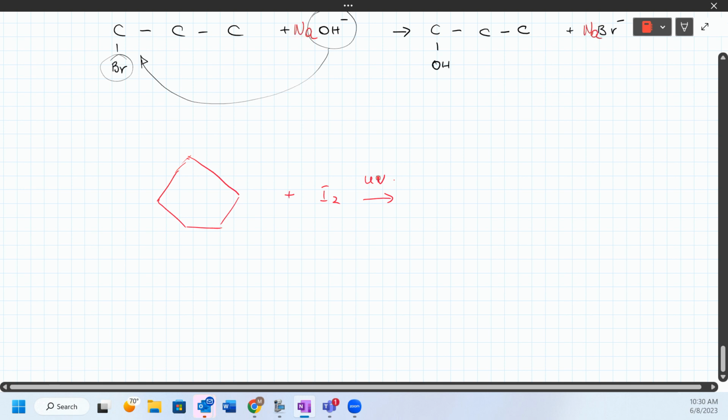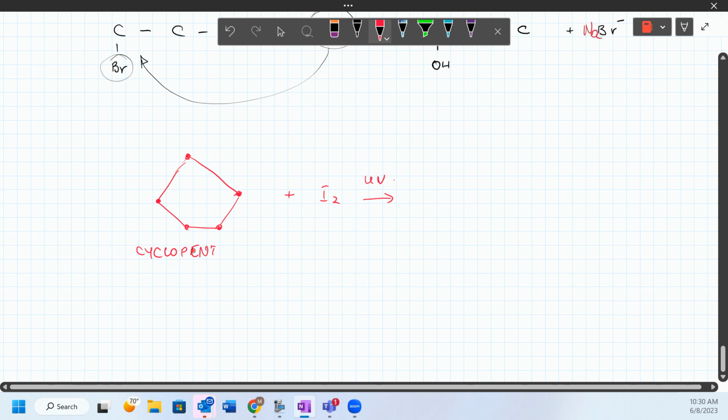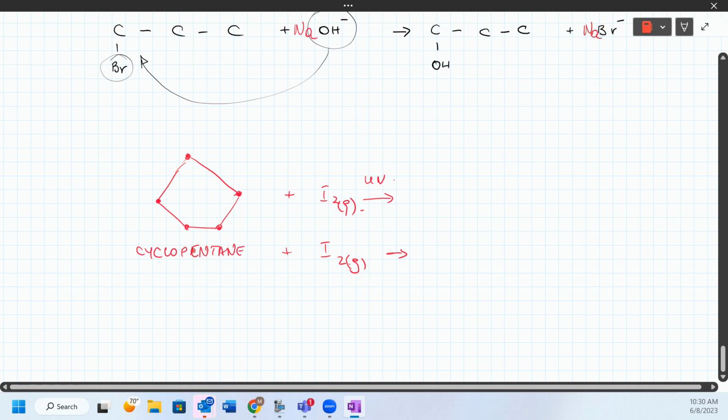And then let's see the mechanism that is happening. Keep in mind that what you have here, those vertices of the cyclopentane. So cyclopentane reacting with iodine to produce what? Let's see the mechanism that is happening here.